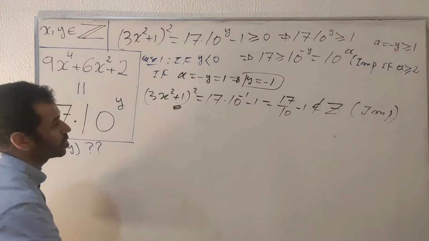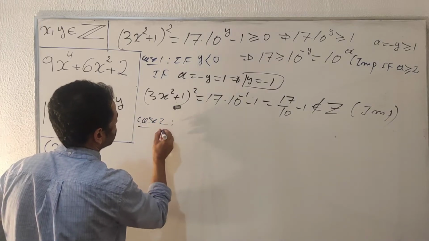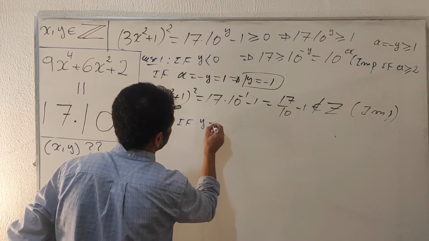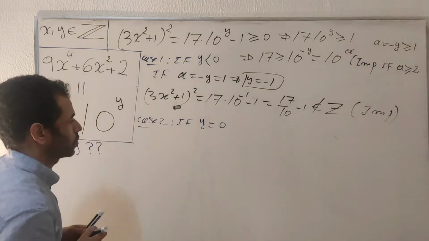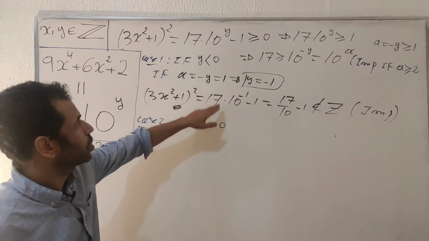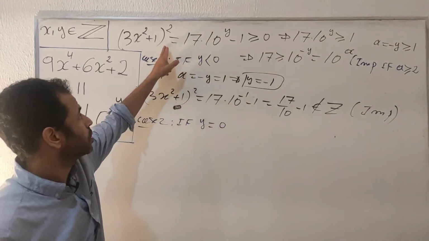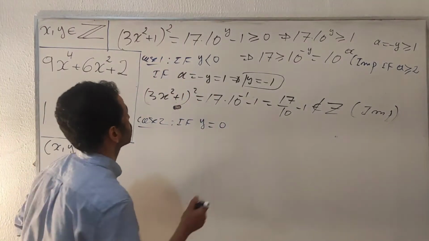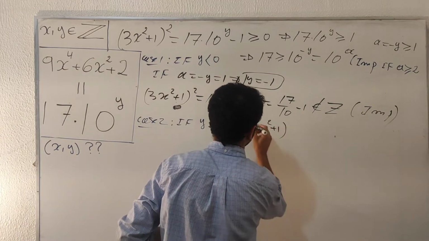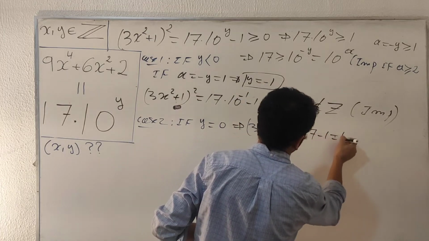Now let's go to case number 2: if y equals 0. If y equals 0, I'm simply going to replace y with 0 in the original equation to see what the expression is. So this gives us (3x squared plus 1) squared equals 17 minus 1, which equals 16.